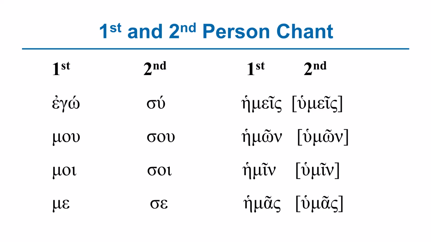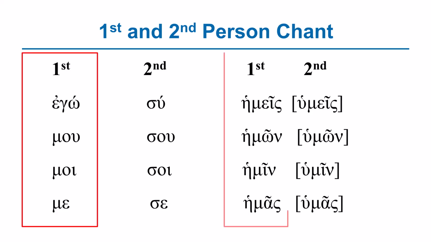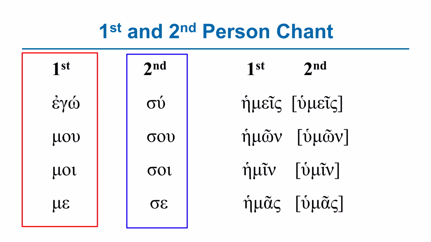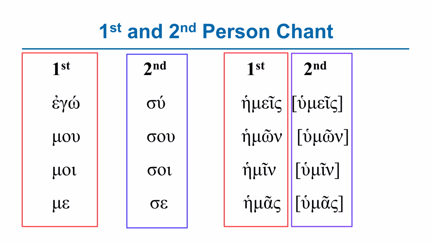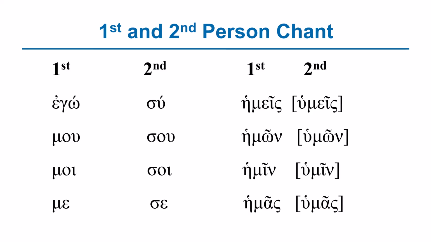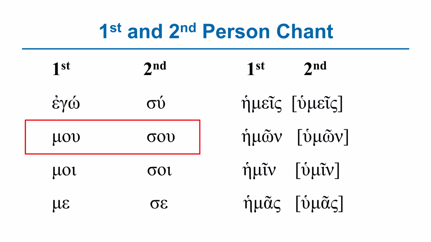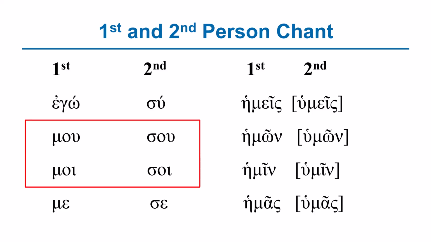So let me just show you hints on how you can master the two paradigms, the first person and the second personal pronoun. You have the first personal pronoun in the singular and the plural, and you have the second personal pronoun in the singular and in the plural. These are singular pronouns and these are plural pronouns. When you look at the singular pronouns in the genitive and in the dative, you can see there are similarities there. In the genitive, you have mu and then you have su. You have omicron upsilon and omicron upsilon there. So there are similarities there. And when you look at the dative, you have moi and you have soi. Those are also similarities there.